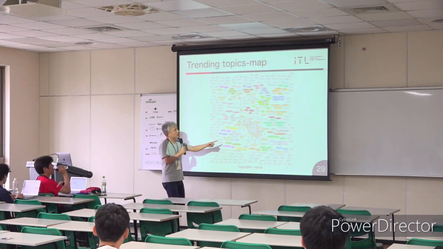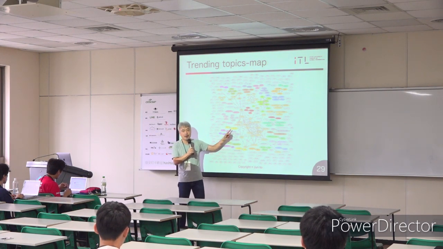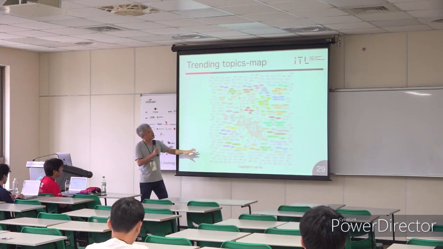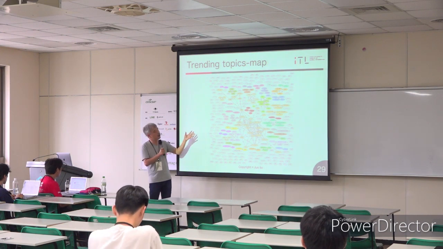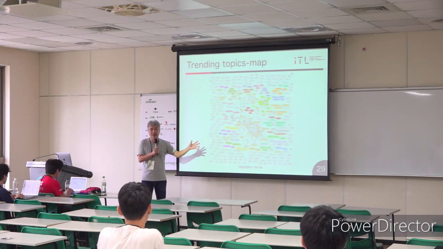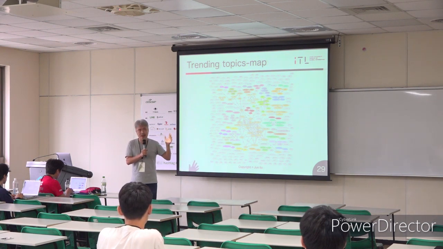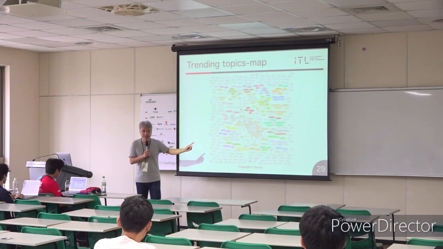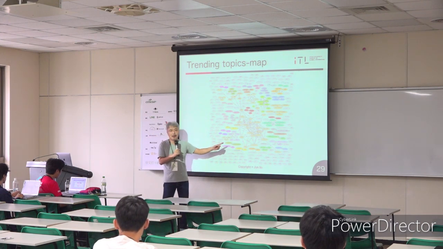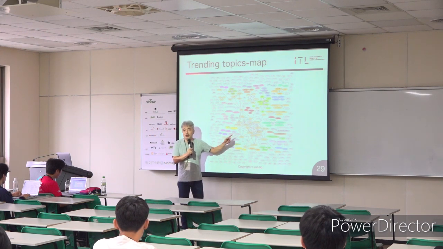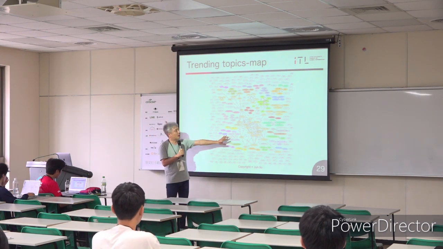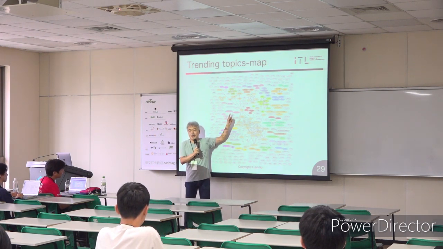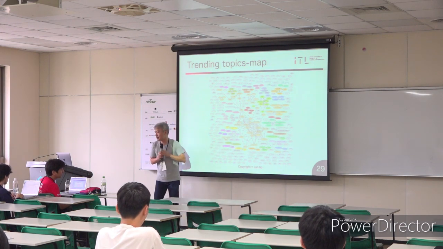It shows a very big cluster. This map was created on 26 January this year. At that time, the famous Japanese tennis player Naomi Osaka won the women's final of the Australian Open. This big cluster showed the topics.